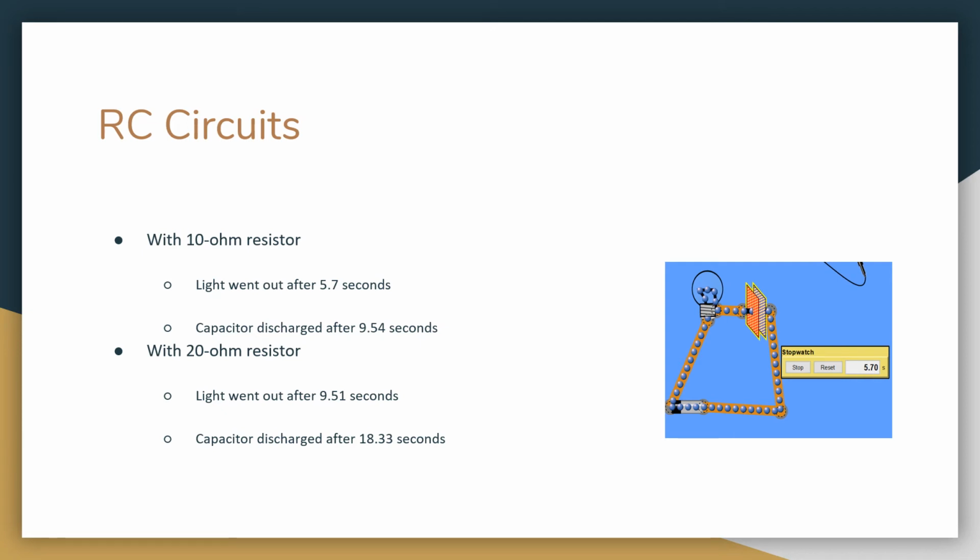With the 10 ohm resistor, the light went out after 5.7 seconds, which means that the capacitor was essentially charged after 5.7 seconds, while the capacitor was discharged after 9.5 seconds. With the 20 ohm resistor, the light went out after 9.51 seconds. Meanwhile, the capacitor was discharged after 18.33 seconds. With these results, I noticed the fact that doubling the resistance seems to double the time that it takes for the capacitor to charge or discharge.